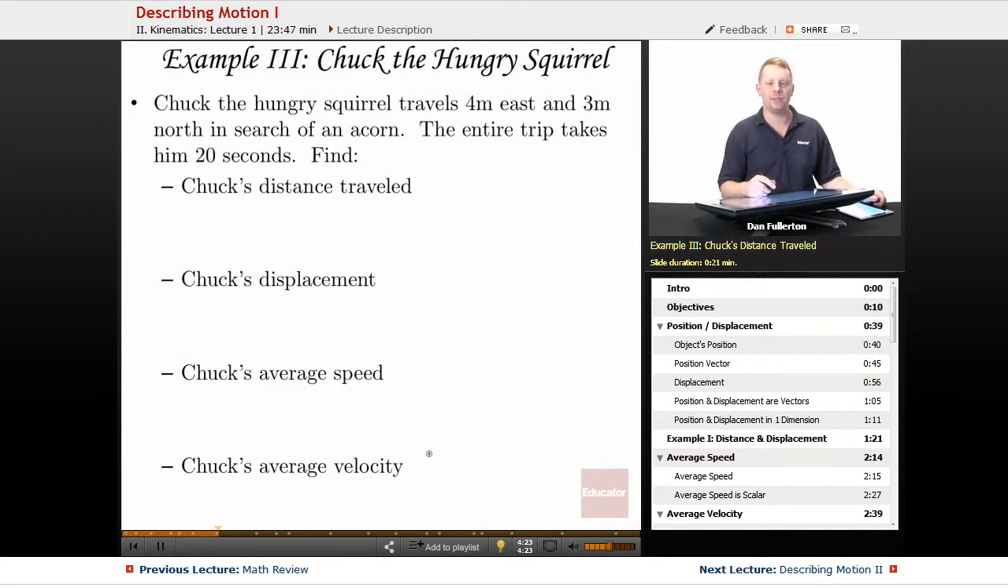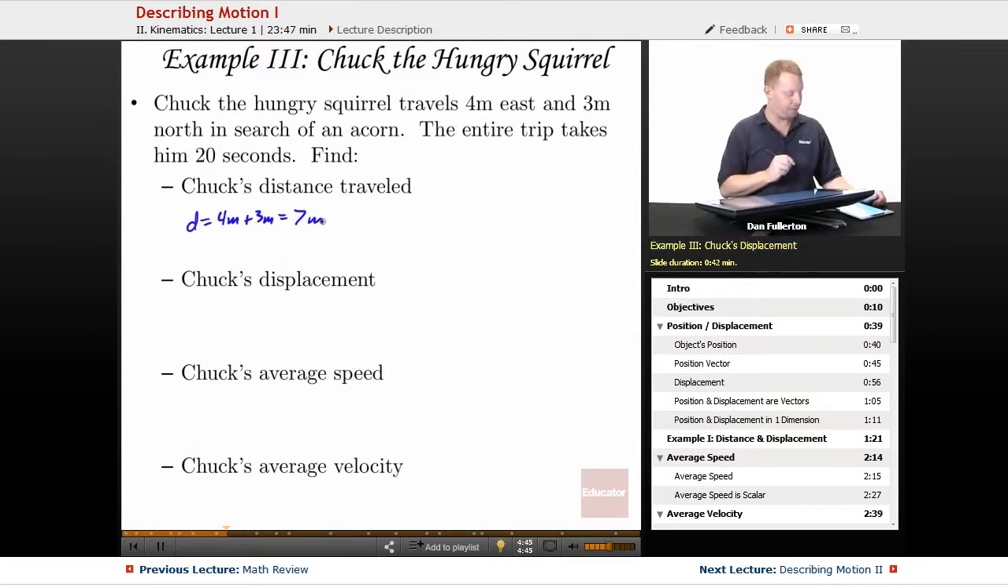Okay, let's do an example with our dear friend Chuck the hungry squirrel. Poor Chuck travels 4 meters east and then 3 meters north in search of an acorn. The entire trip takes him 20 seconds. Find how far Chuck traveled. Well, that's easy. The distance traveled is 4 meters plus 3 meters, which is 7 meters.